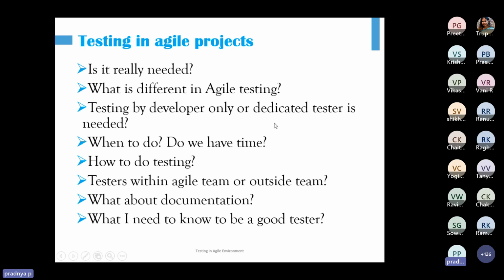Then we also need to ask, when to do testing. Do we really have time? We are talking about a 2 weeks window. In most of the Scrum projects, the sprint will be of 2 weeks duration. If at all we need to do testing within those 2 weeks, how to do it? How should our testing teams be organized? Should they be sitting with the developers? Should we have a separate testing team? What are the advantages? What are the challenges?